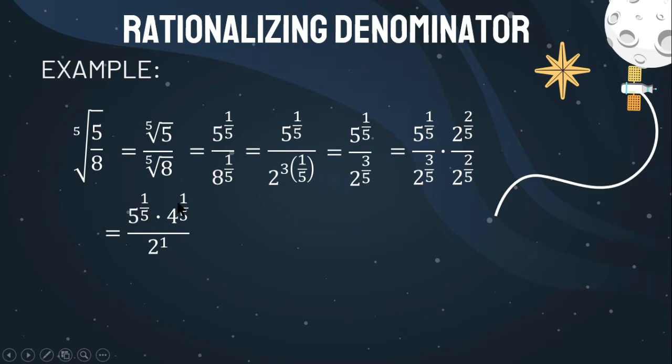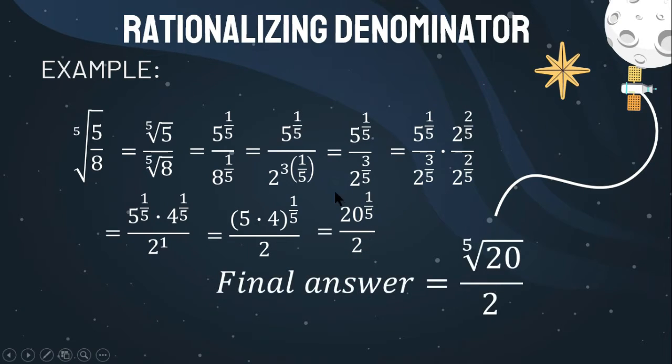So as you can see, they have the same exponent now. That's when I'm allowed to multiply the bases. And then 3 over 5 plus 2 over 5 is equal to 1. Then 5 times 4 is equal to 20 raised to 1 over 5 over 2. And then I'm going to convert this rational exponent to radical expression. So the answer is fifth root of 20 over 2. Do you understand the third method?